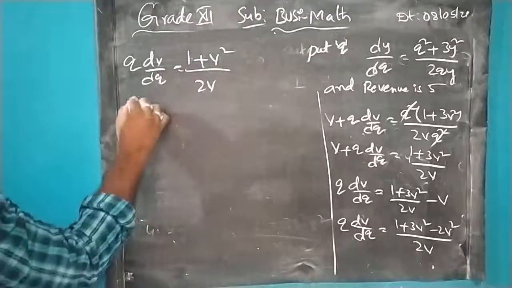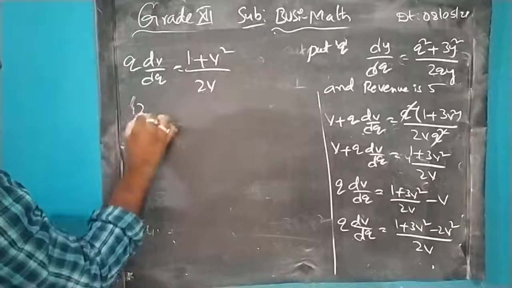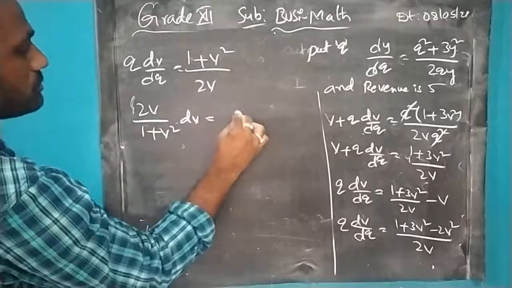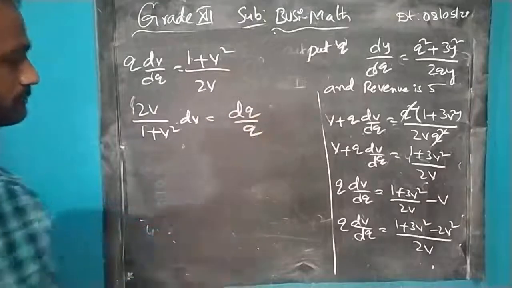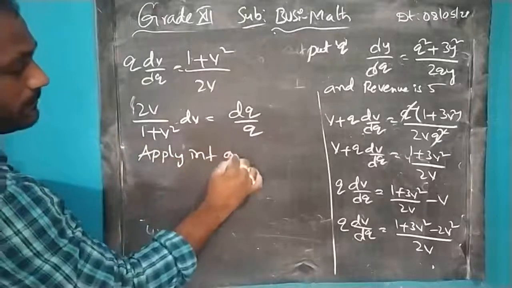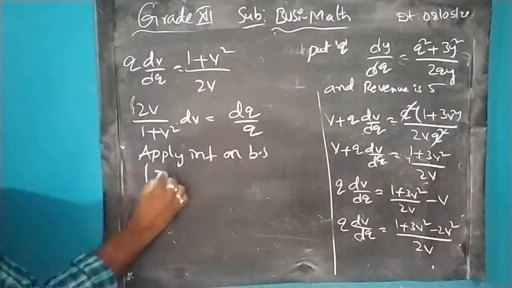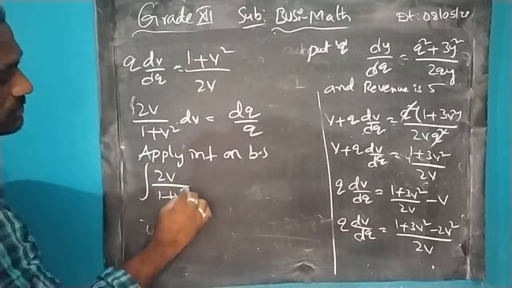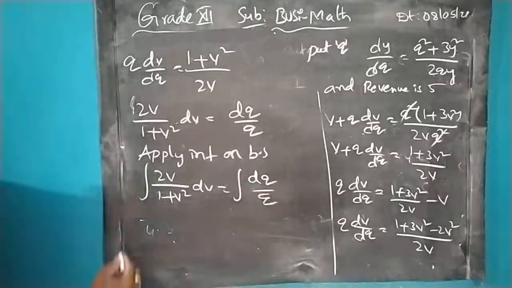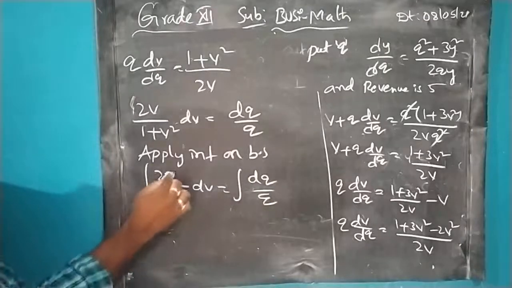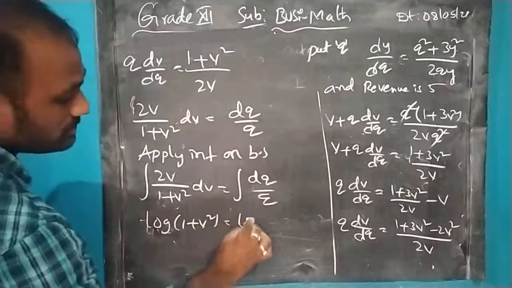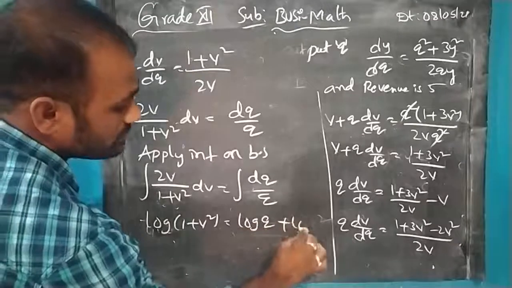So let me transpose variables to one side. It will become 2v by 1 plus v square dv is equals to dq by q. Now applying integration on both sides. So what it will become? Integral 2v by 1 plus v square dv is equal to integral dq by q. So f of x, f dash of x, it is matching. So log of 1 plus v square is equals to log q plus log c.